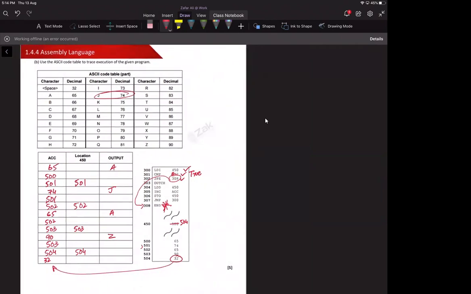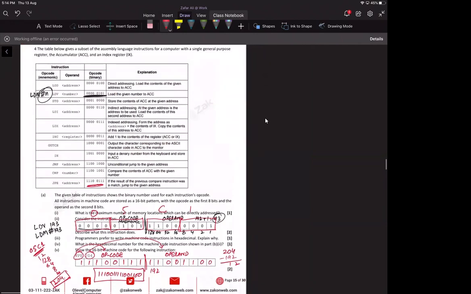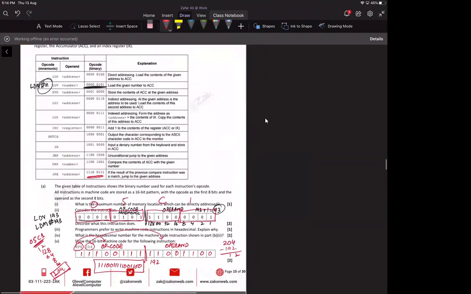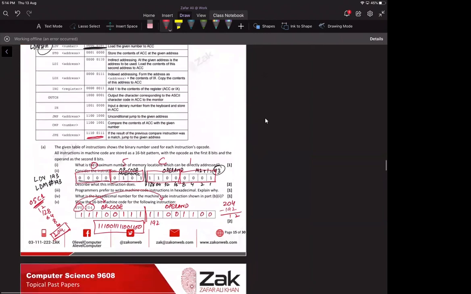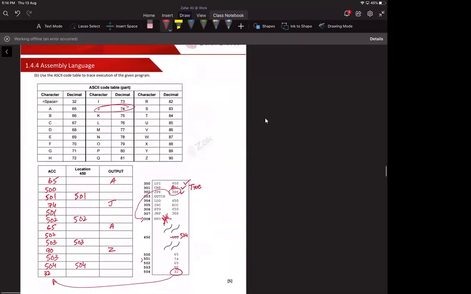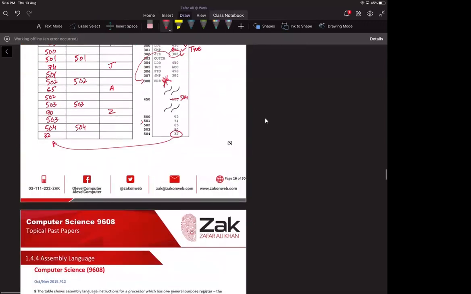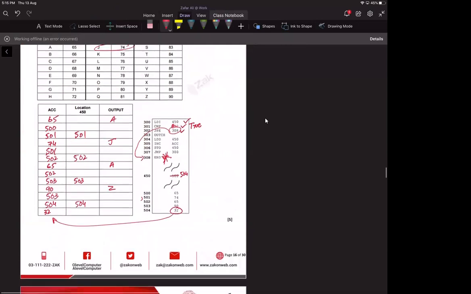A good chunk of your 75 marks paper will be taken by this topic. So let's just take this question up and see how many marks are there. So 1, 2, 3, 4, 5, 6, 7, 8, 9, 10, 11, 12. So 12 marks out of 75. So almost 18-19% of the marks are there with this one particular.